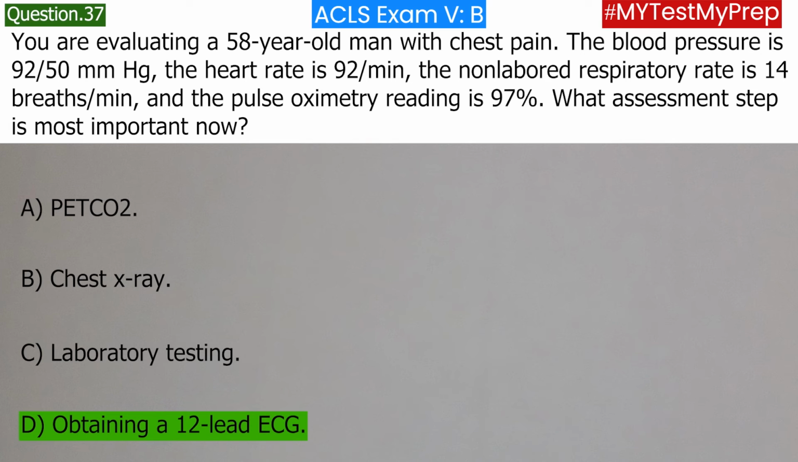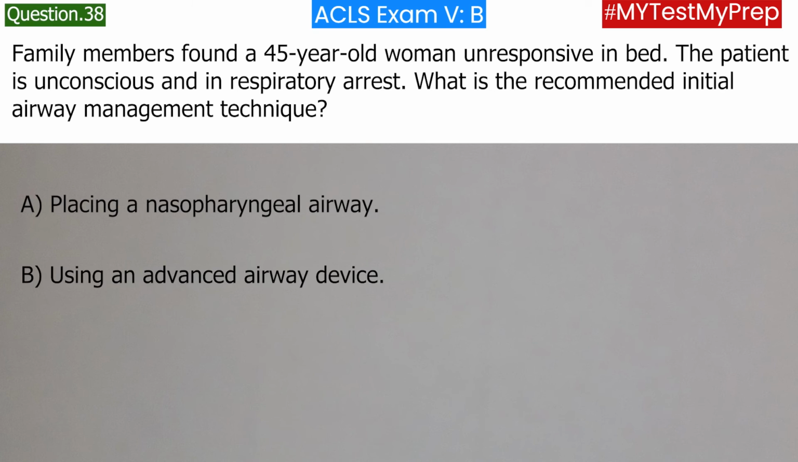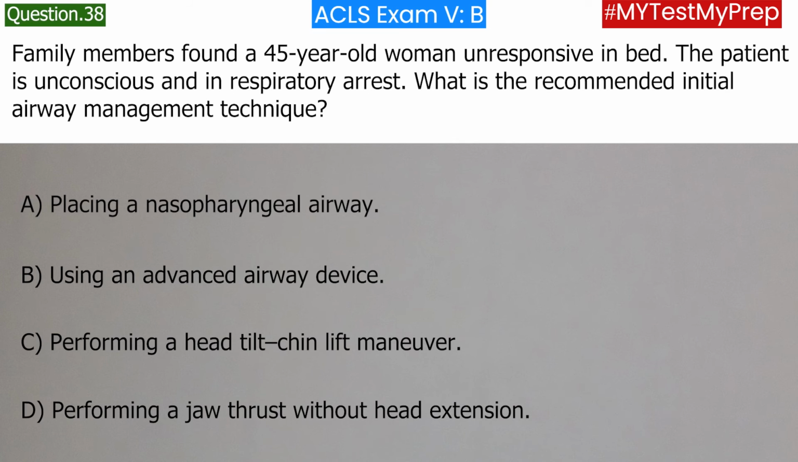D. Obtaining a 12-lead ECG. Family members found a 45-year-old woman unresponsive in bed. The patient is unconscious and in respiratory arrest. What is the recommended initial airway management technique? A. Placing a nasopharyngeal airway. B. Using an advanced airway device. C. Performing a head tilt chin lift maneuver. D. Performing a jaw thrust without head extension. Answer: C. Performing a head tilt chin lift maneuver.